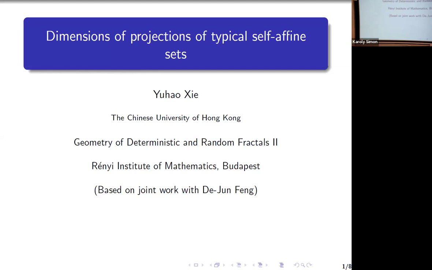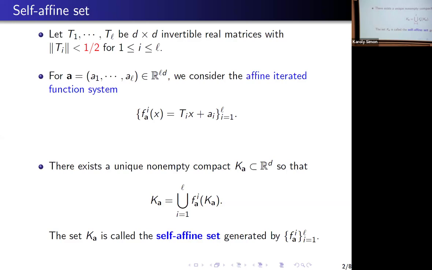So today my topic is dimensions of projections of typical self-affine sets. This is based on joint work with my supervisor Dejun. So we first consider L invertible real d times d matrices, and here we always assume that the norm of every T_i is strictly less than 1/2.